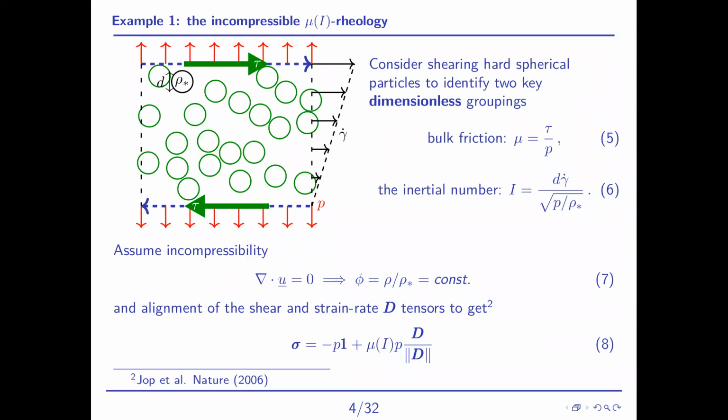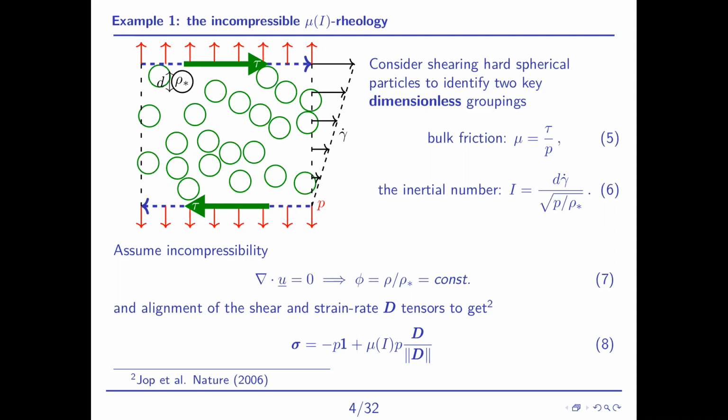If you've got two non-dimensional groupings that you think specify your system completely, one of them is going to be a function of the other. And so that's why it's the mu of I rheology. And then the big assumption they made is that the flow is incompressible. So the amount of empty space doesn't change, and the amount of grains doesn't change, and your velocity fields are therefore incompressible, divergence free.